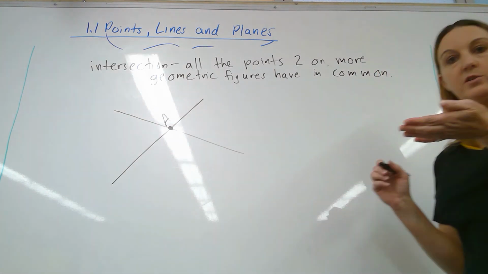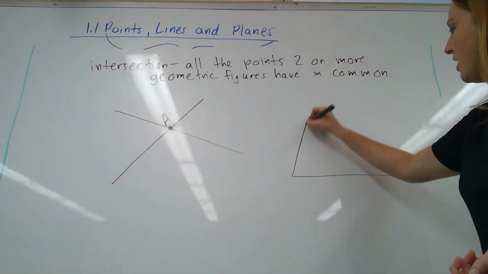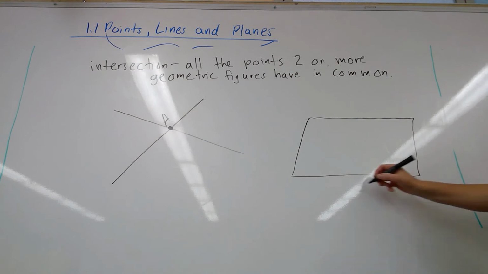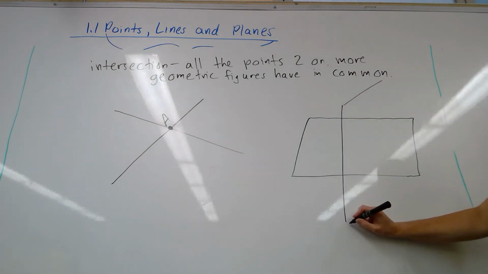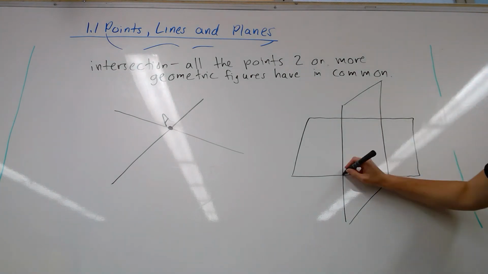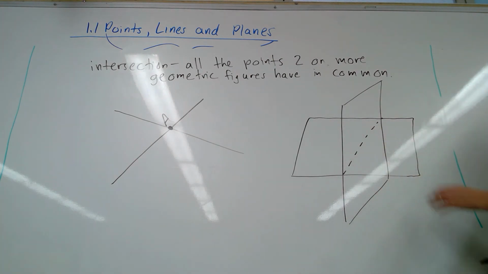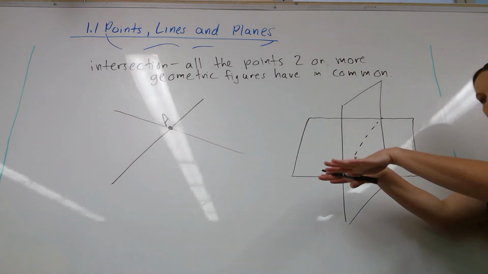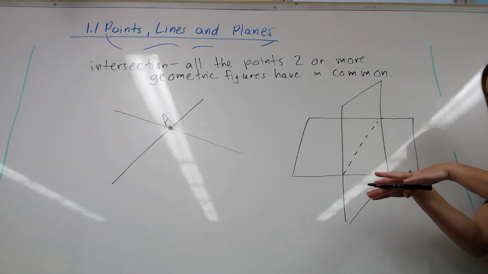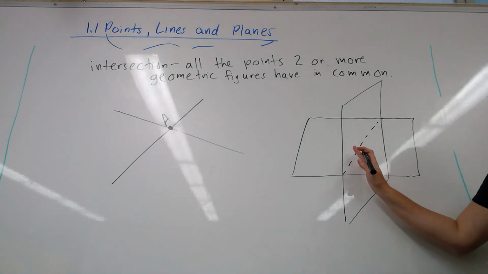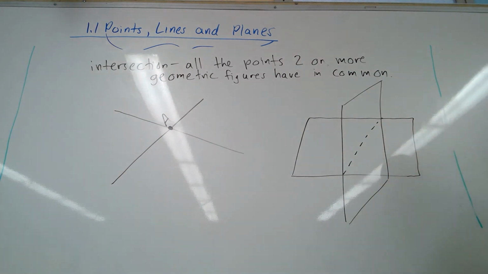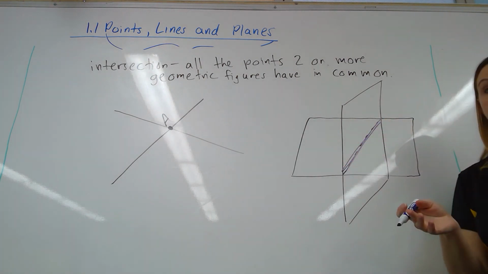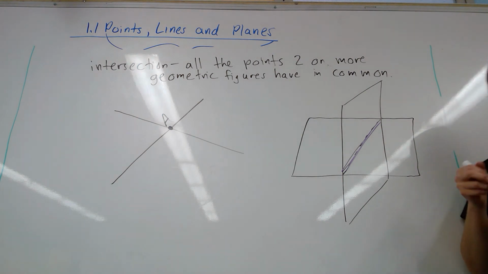Something else that can intersect are two planes. You might need to re-watch the video to get this part of the drawing. Here's one plane. I'm going to draw another plane. This picture is supposed to look like you have something horizontal and flat, like the floor or the ceiling, and then something vertical, like a wall. And those two things are going to meet. And notice where they meet, right here, is a line. So when two planes intersect, you get a line.